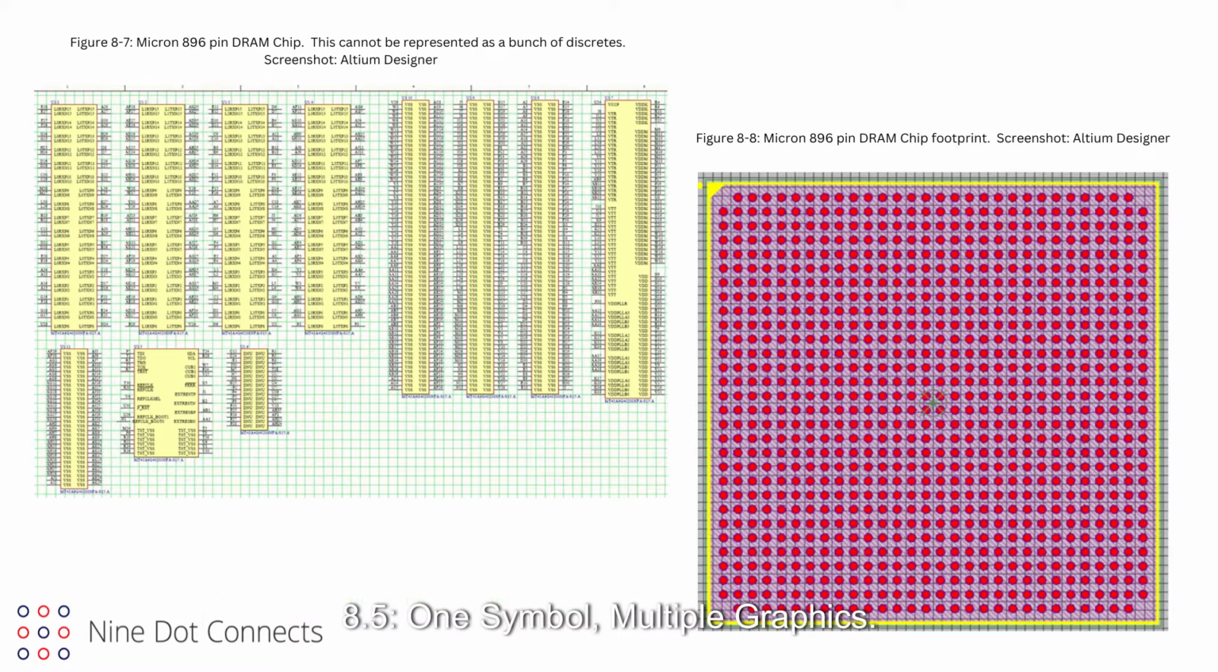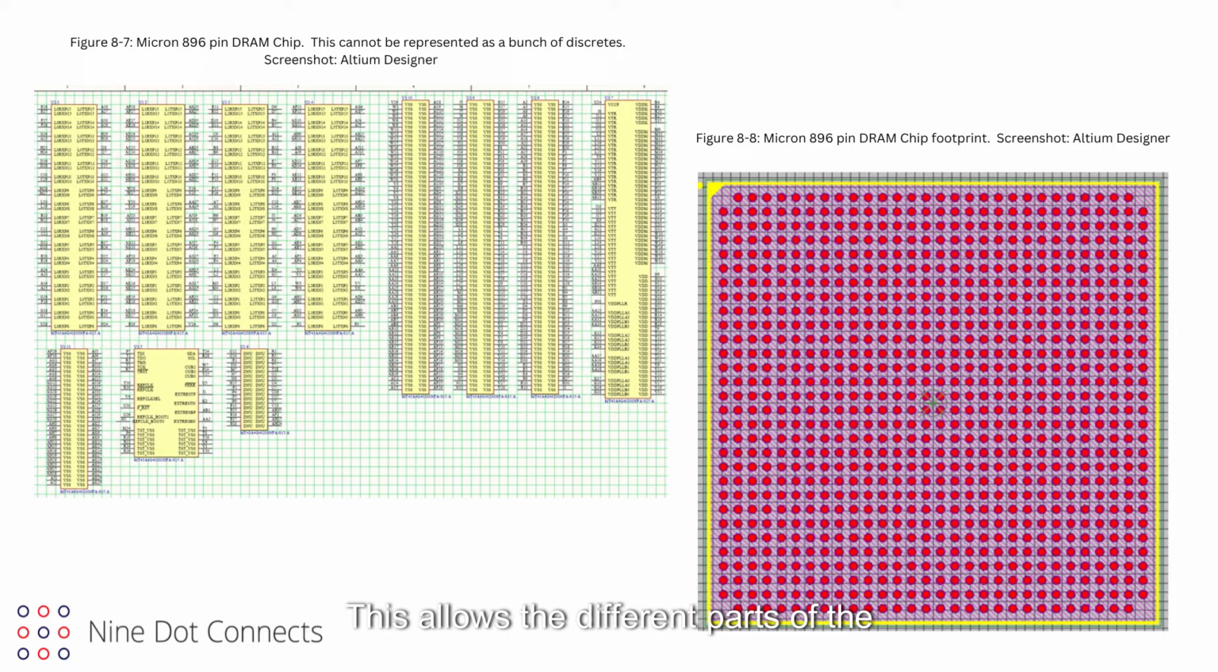8.5. One symbol, multiple graphics. ICs and certain discrete components are not well served using a single graphical representation. For example, the Micron SD-RAM, Synchronous Dynamic Random Access Memory chip, would require a massive sheet size to represent all 896 pins. To make use of smaller sheet sizes, library editors allow the component to be represented by multiple graphics. These are commonly referred to as multi-module, or multi-part symbols.